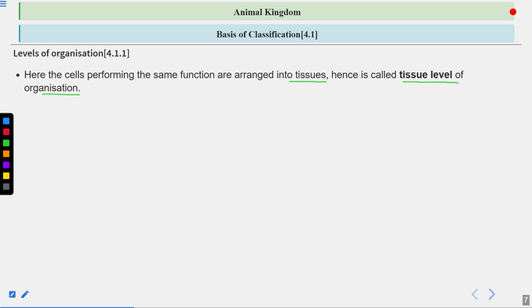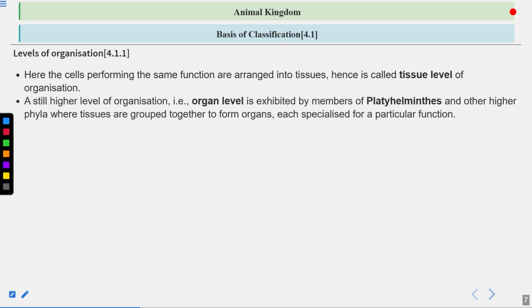In the case of the next phylum, Coelenterata or Cnidarians, their cells are compactly arranged, and many cells unite together to form the tissue, and tissue performs a particular function. So this is the complex one. This is the advanced feature compared to the cellular level of organization. A still higher level of organization.